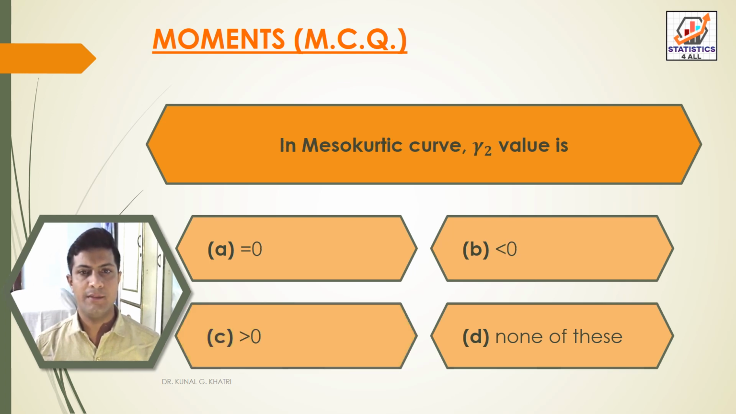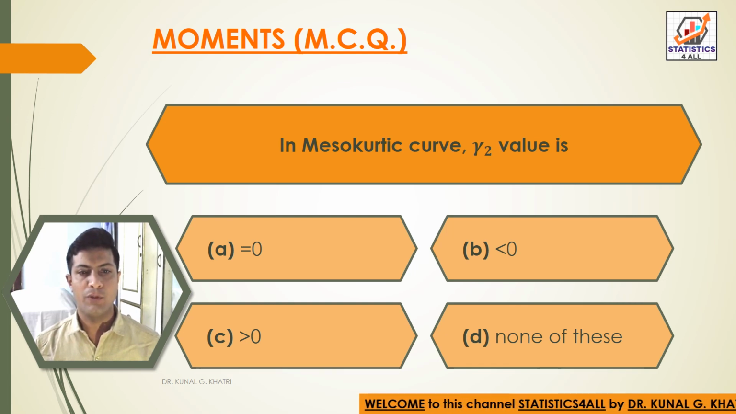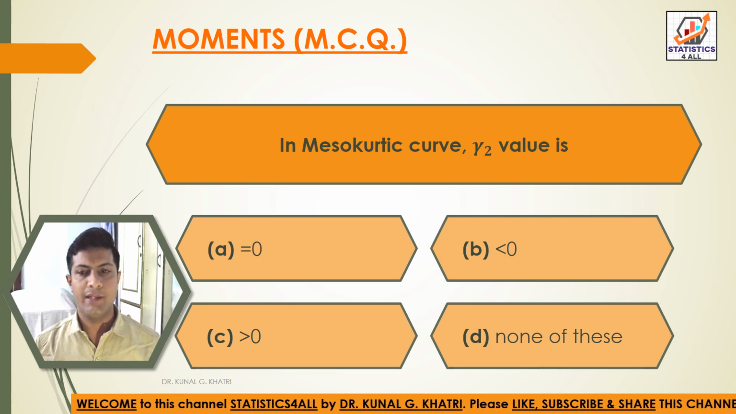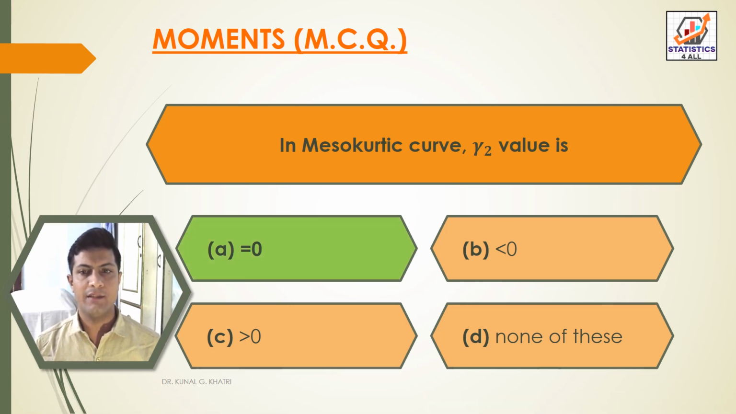Next question. In mesokurtic curve, gamma 2 value is option A, that is equal to 0, option B less than 0, option C greater than 0, option D none of these. Here we have answer option A is equal to 0. In mesokurtic curve, gamma 2 value is equal to 0.